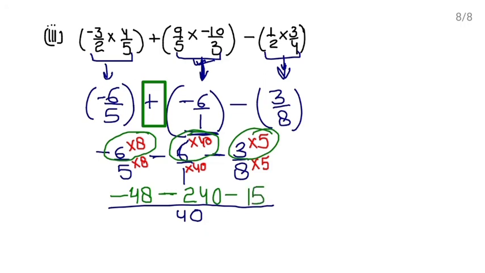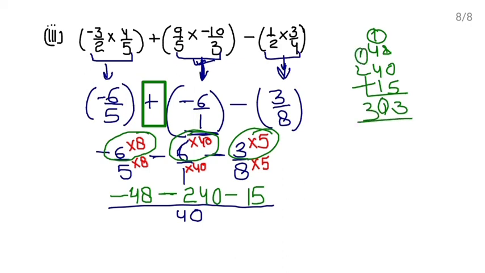Clear? Sign of all the numerators are same. All have negative sign. So these will be added. Add them. 48 plus 240 plus 15. 5 plus 8 13. 4 plus 4 8 plus 1 9 plus 1 10. 2 plus 1 3. So here you are getting minus 303 and denominator is 40.